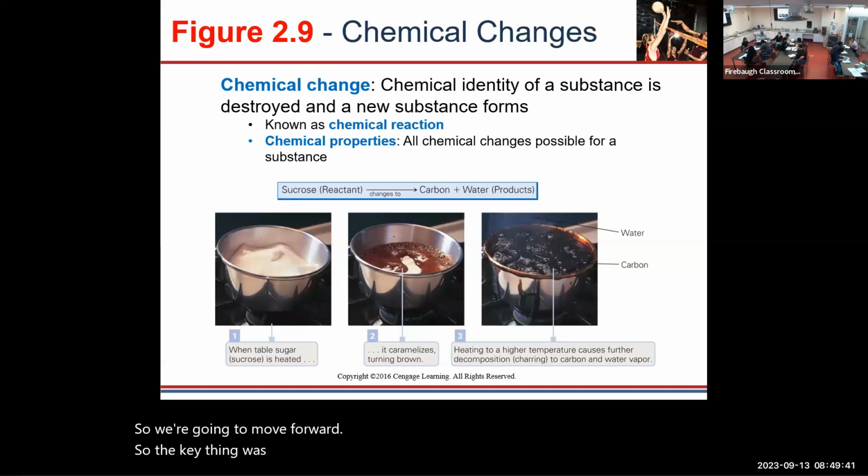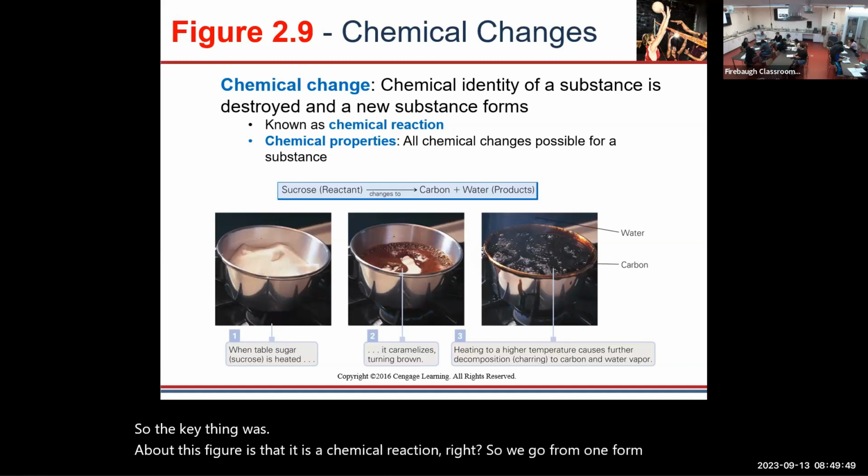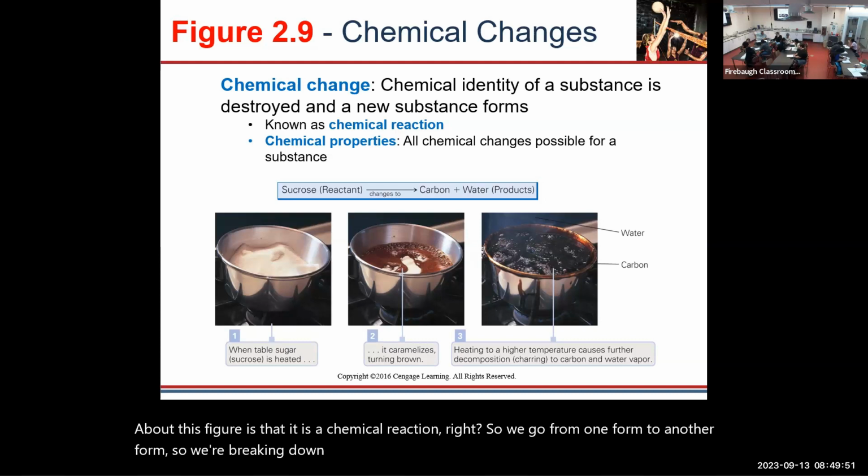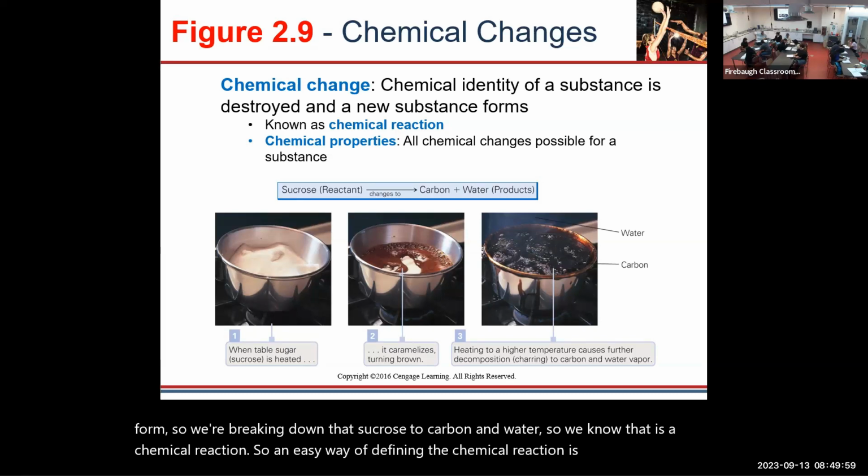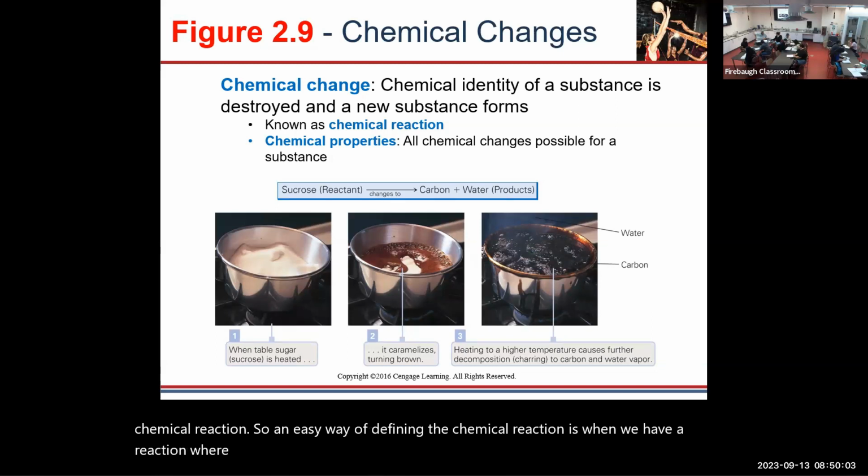Okay, so the key thing about this figure is that it is a chemical reaction, right? So we go from one form to another form. We're breaking down that sucrose into carbon and water. So we know that that is a chemical reaction. An easy way of defining a chemical reaction is when we don't get back the same products that we started off with, or we can't get back what we started off with.